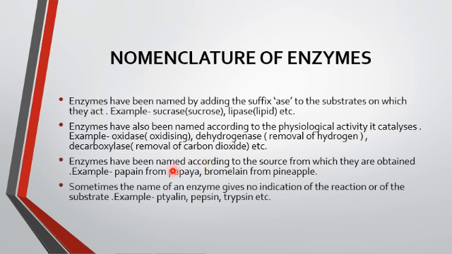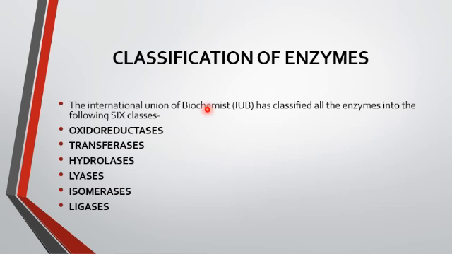Enzymes have also been named according to the source from which they are obtained. For example, papain from papaya. Sometimes the name of the enzyme gives no indication of the reaction or the substrate, for example, pepsin, trypsin, and so on. Next is the classification of enzymes.